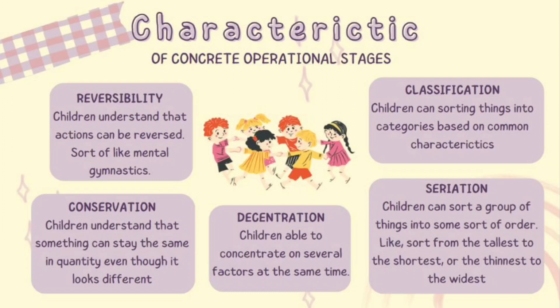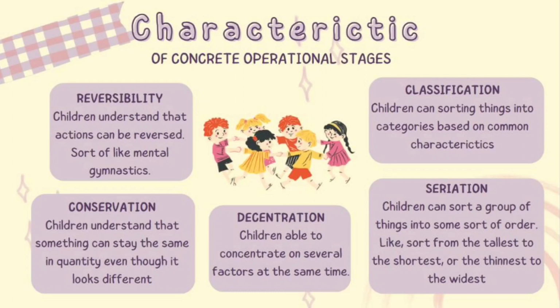The second one is seriation. Children can sort a group of things into some sort of order, like from the tallest to the shortest, or the thinnest to the widest. The third one is decentration. Children are able to concentrate on several factors at the same time. For example, a row of 5 paper clips is still 5 paper clips no matter how far apart you space them. At this stage your child realizes this because they can manipulate number and length at the same time.